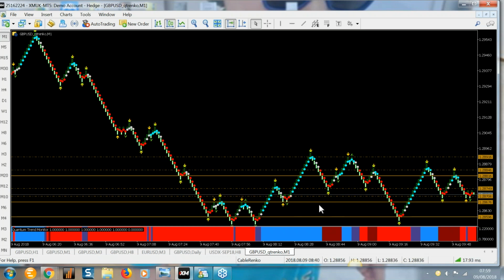And just to give you an indication of what we mean by the congestion phases, we can see here this is what happens, and the trend monitor will just dip in and out of the different colors. This is choppy price action. We know the levels that this cable has to go through, either to the downside or the upside, and this is where your trading tactics come in.